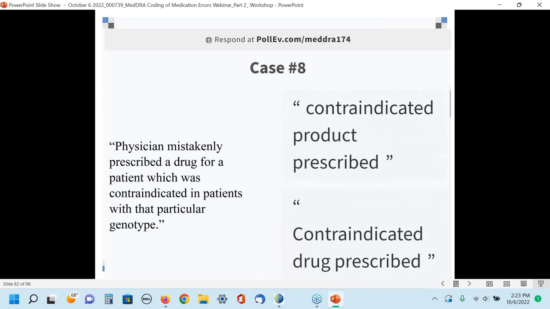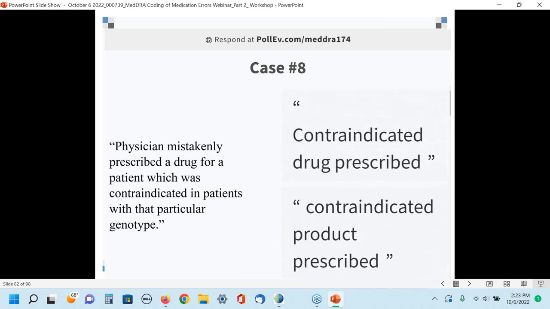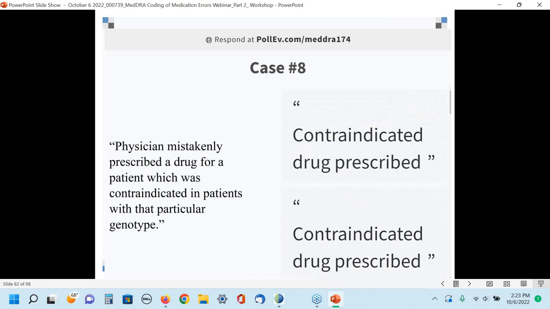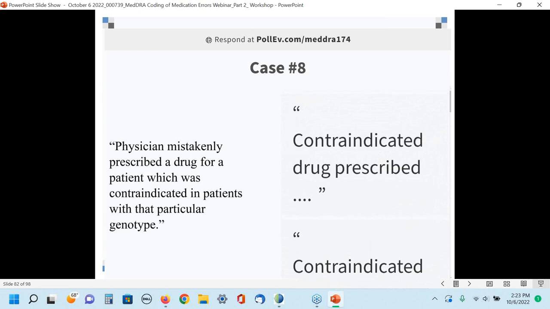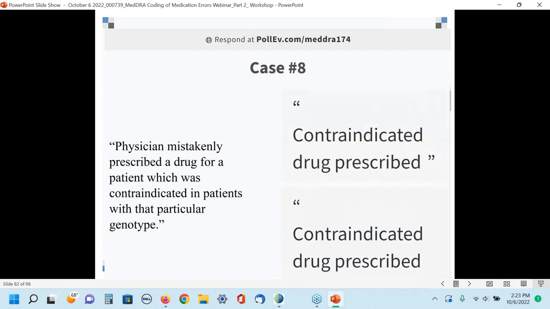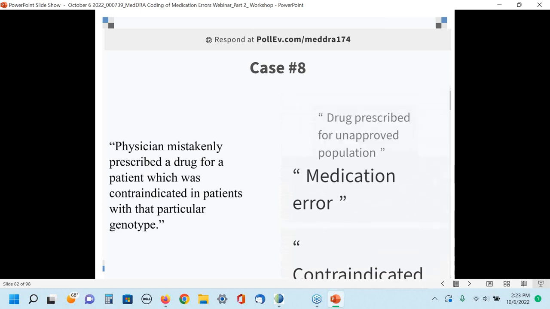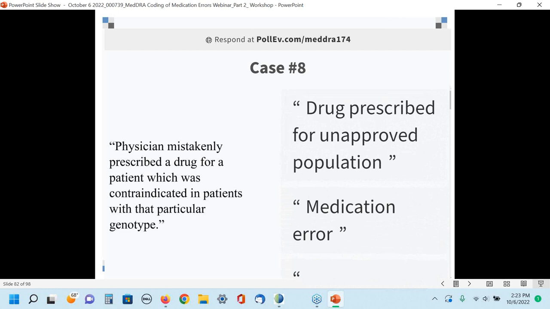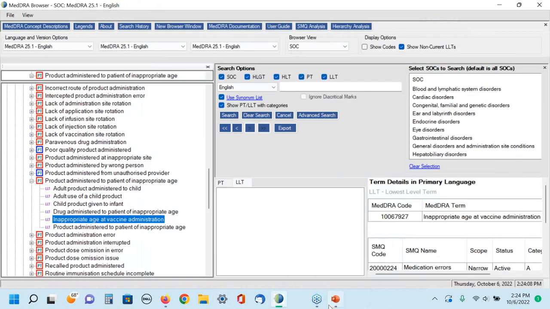But then the other question becomes, what are you going to do with that other aspect of it, which was the fact that it was contraindicated in a patient with that particular genotype? Are you going to do anything with that at all? Because that might be important information to capture. Maybe the way you're communicating that recommendation or requirement to prescribers isn't clear enough. And you could do a better job by pointing out that for certain genotypes, this is a contraindicated medication. So I'm going to lock at this point, and we will move forward.